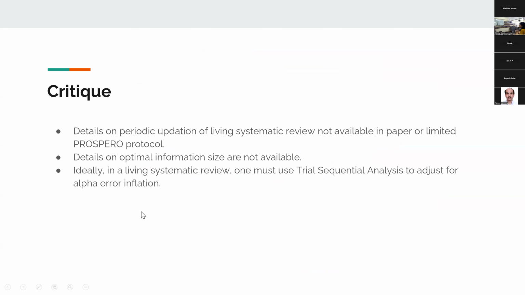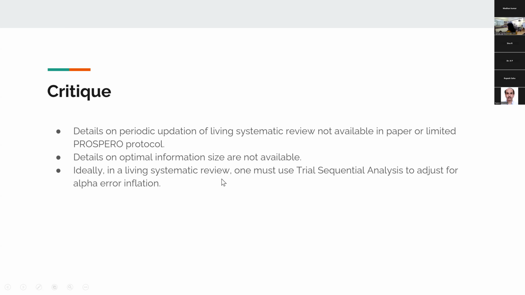My critique on this part, before we go into understanding the results of the network meta-analysis, is that they have said it is a living systematic review, but there are no details as to when they are going to update it, which is the primary thing of a living systematic review. You have to give details as to when you are planning to update your information. I also looked at the Prospero protocol, but I couldn't get the entire protocol. Whatever I could get, it was not there.